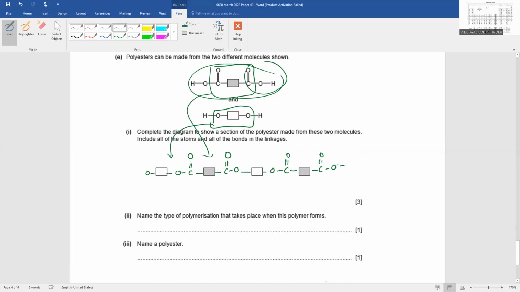Name the type of polymerization that takes place when this polymer forms. So it is condensation polymerization, because it involves the release of a simple molecule like water, sometimes HCl. Name a polyester: it's terylene.